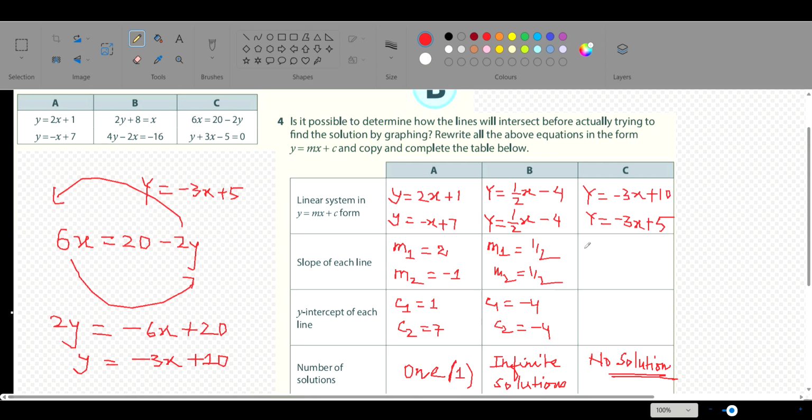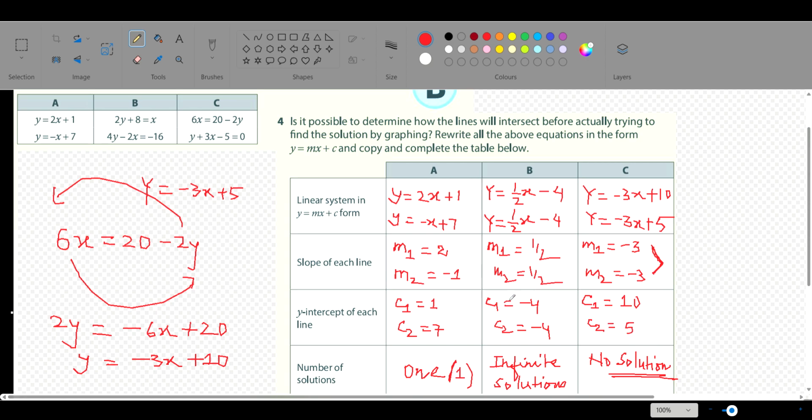Right. So what is the M1 here? M1 is negative 3. M2 is negative 3. Right. When they have the same slope, the condition is they are parallel lines or they are coincident lines. It means one lying over another. But you can see the difference in B and C. Where is the difference? Difference in y-intercept. So the y-intercept of line 1 of C is 10 and y-intercept of line 2 of C is 5.